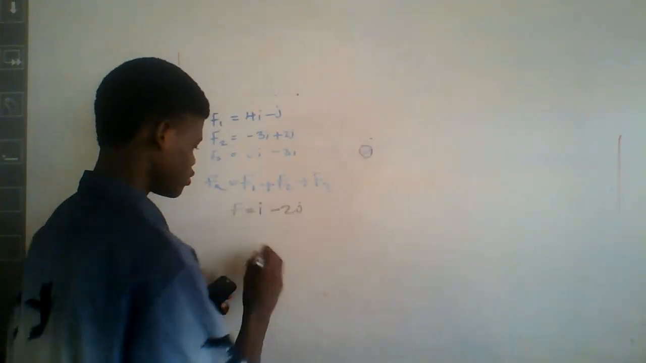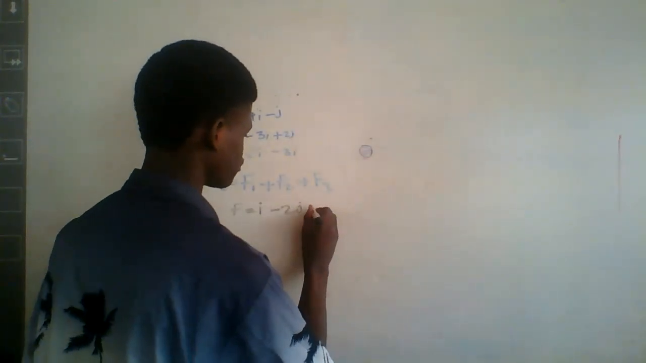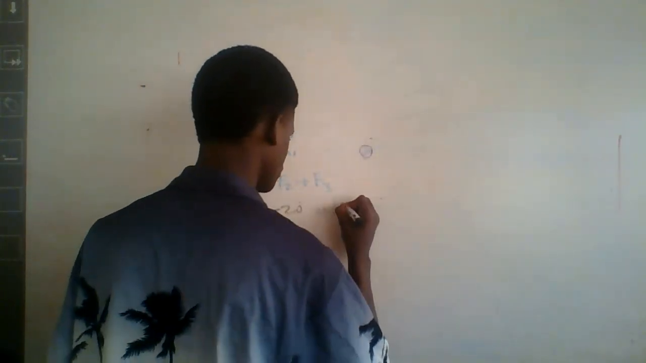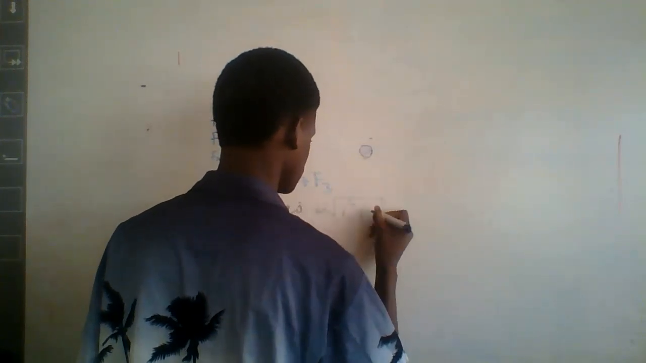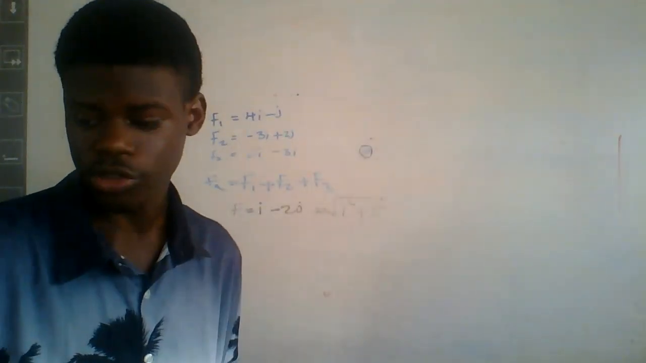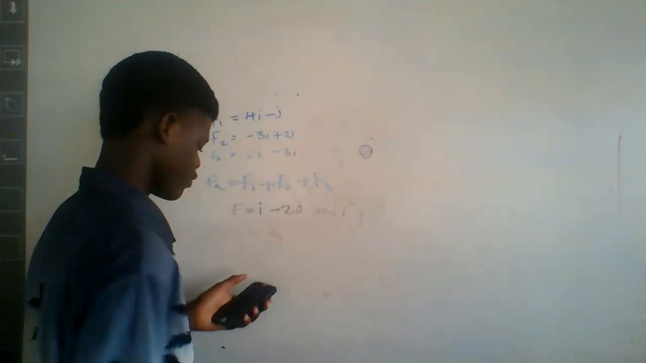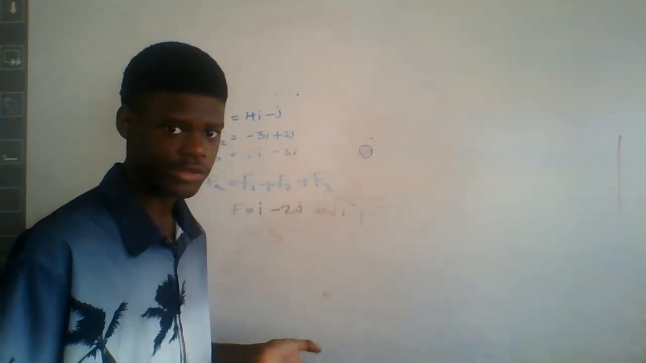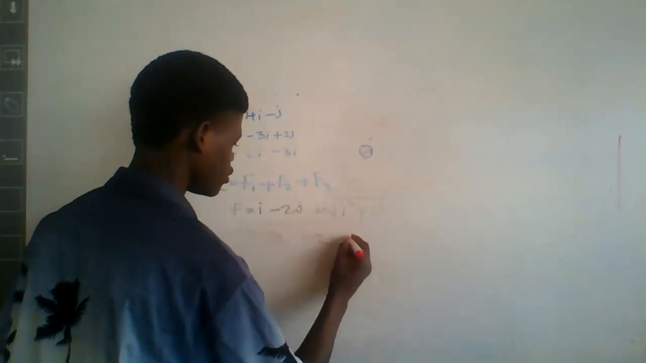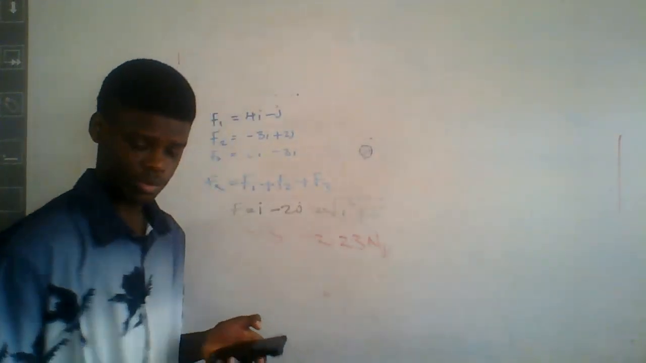Just like your normal Pythagoras. So we have the square root of 1 squared plus 2 squared. 1 squared is 1, 2 squared is 4. That's the square root of 5. I know that the square root of 5 is 2.23, so the answer there is option A, 2.23.